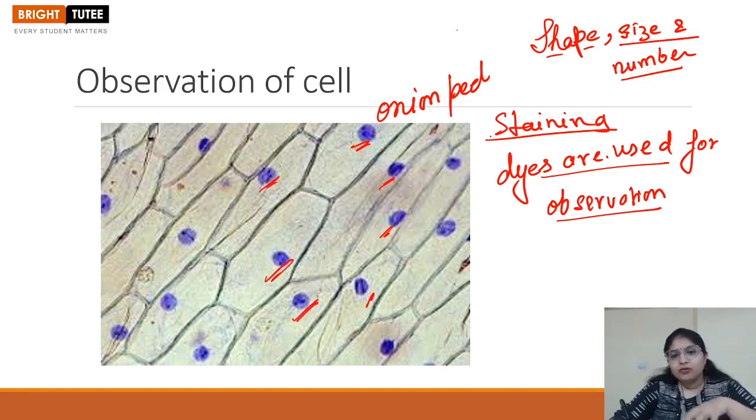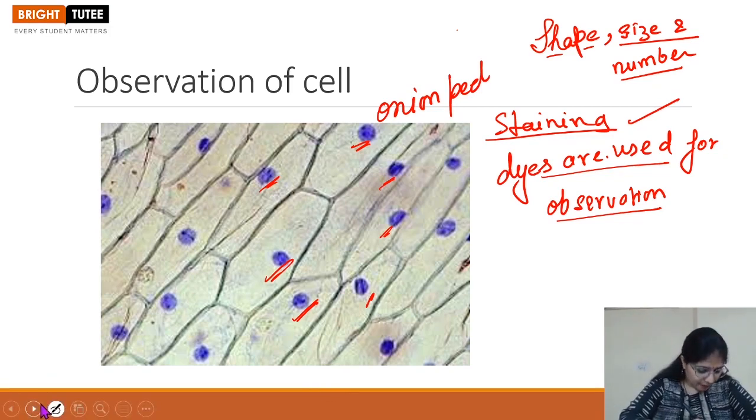We are going to study about this part of the cell further in this chapter, but for now it is important for us to understand that when we need to observe a cell, it is very important to stain it using different kinds of dyes, because once we dye it, the different parts of the cell become more apparent, right? It becomes easier for us to observe these different parts and the shape and size of the cell, right?